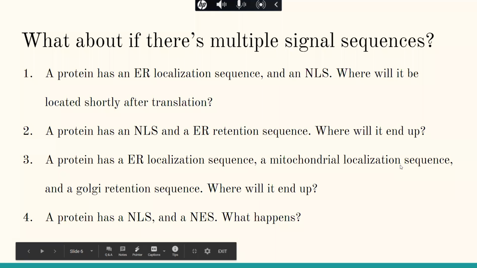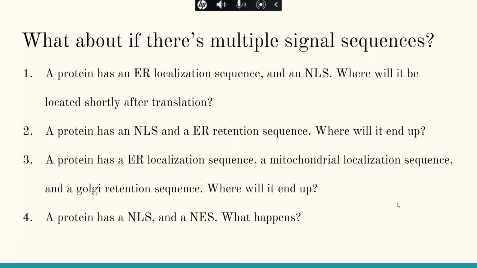Okay. So number 2, a protein has an NLS and an ER retention sequence. Where will it end up? I'm not sure where the retention sequence would be, but if it doesn't have an ER localization sequence, can it not go through the endomembrane system? That's also right. Good job. So this is kind of a trick question a lot of students fall into. They think that it'll be retained, but you need the localization sequence if you're ever going to enter the ER. So it'd end up in the nucleus.